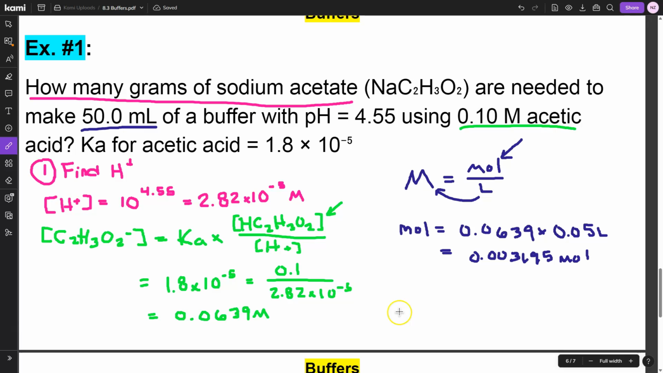And then I just need to turn that into grams. No problem. So we're going to take those moles and multiply it by the molar mass, which is 82.04 grams per mole. And we end up with 0.26 grams. Wow, that was a lot of work just to find our grams.